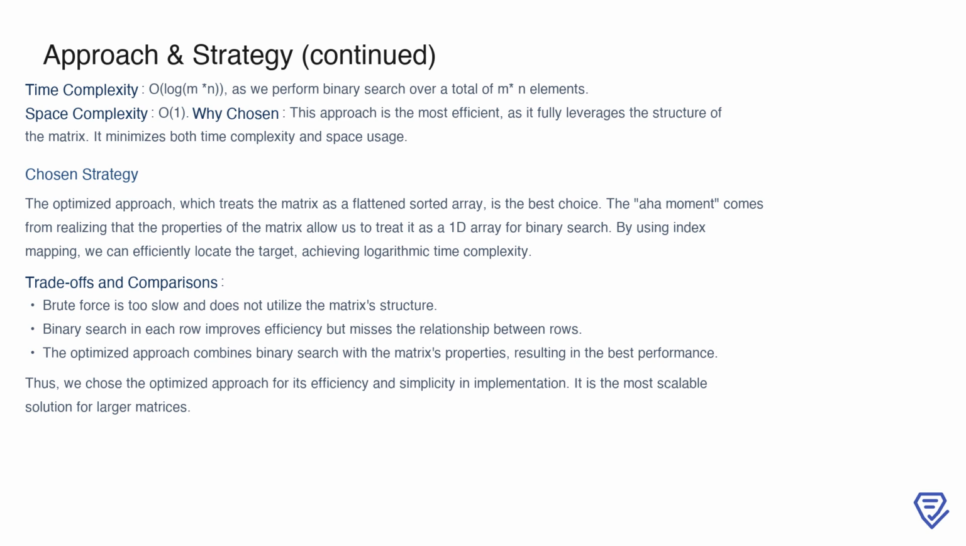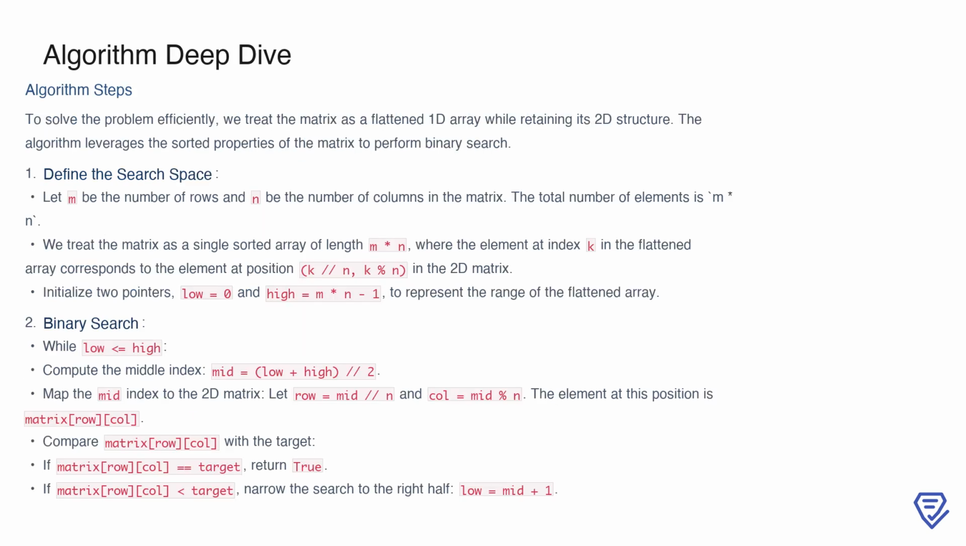This approach is the most efficient because it fully utilizes the matrix's structure, minimizing both time complexity and space usage. By combining binary search with the matrix's properties, this strategy not only achieves the best performance but is also simple to implement, making it the clear choice for larger matrices. To solve the problem efficiently, we can treat the given 2D matrix as if it were a flattened 1D array. This approach allows us to leverage the sorted nature of the matrix while keeping its original 2D structure intact.